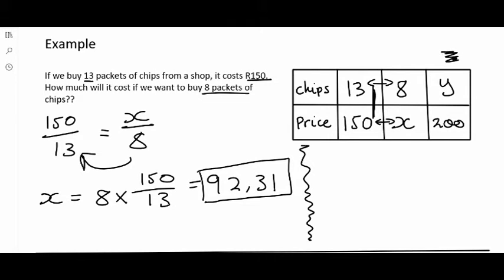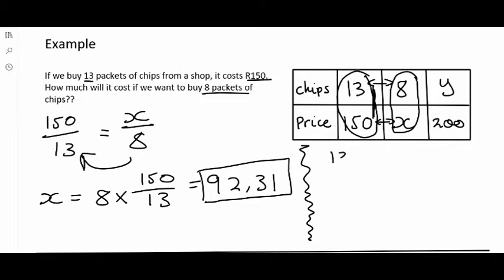Say we only had 200 Rand. How many packets of chips could this buy for us? Well, it's the same thing. Constant ratio. Direct proportion, constant ratio. Remember, I want the variable on top. Avoid using information that I calculated. I'm going to avoid this altogether. I'm still going to use this one. The 13 and the 150.